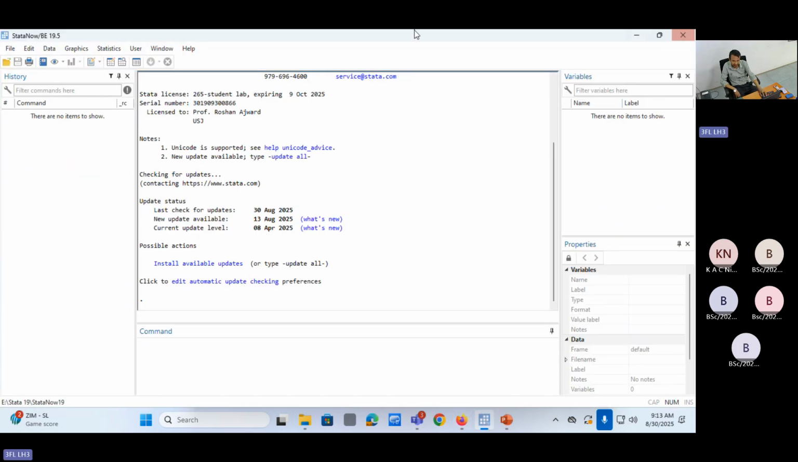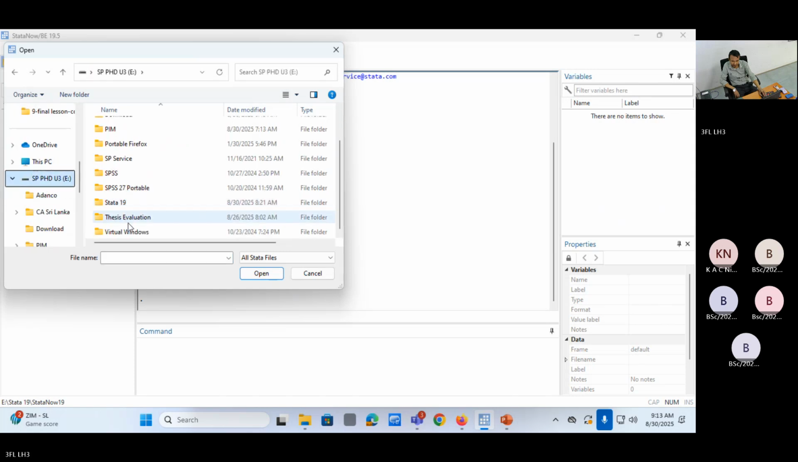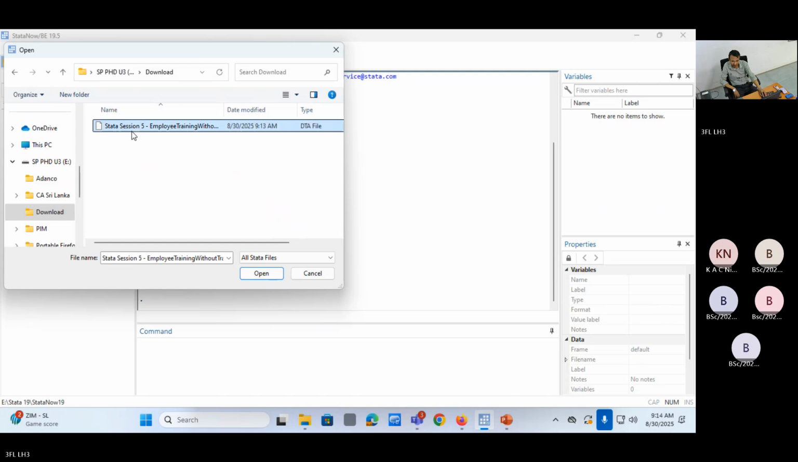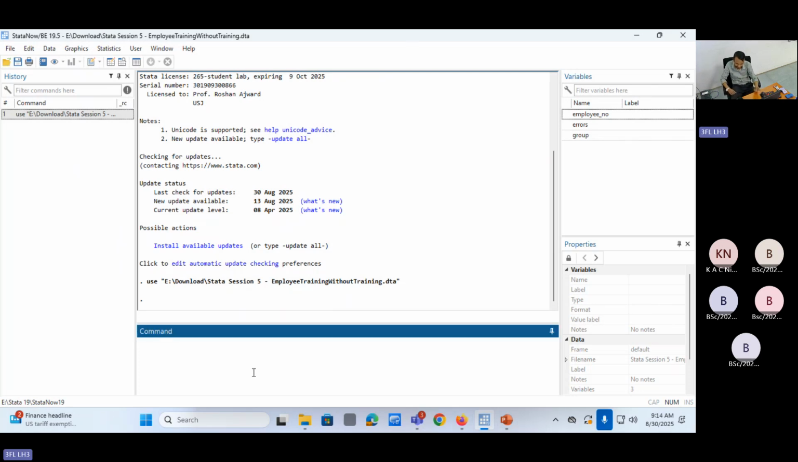So I open Stata, and now I am going to open that file. I'm going to go to my download folder. And what's the best practice? Once you open a file, browse it. Browse and see. What's the command? Browse.